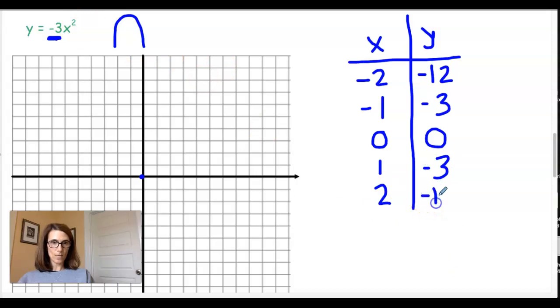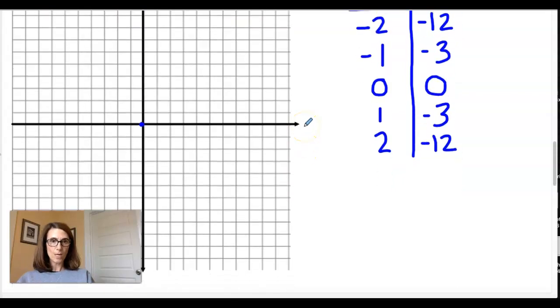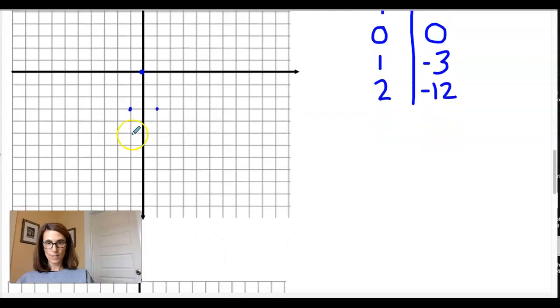So if you take a look at the pattern here, whether you plug in a negative or a positive number in for x, you're still going to get those same y values. And that's why we end up getting that mirror symmetrical shape of a graph. So let's go ahead and plot our points. So we get (-1, -3), (1, -3), and then (-2, -12).